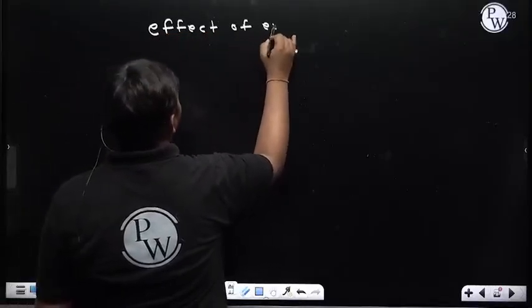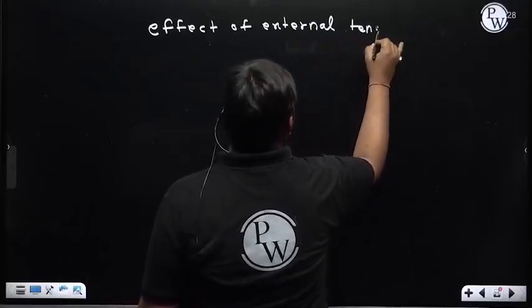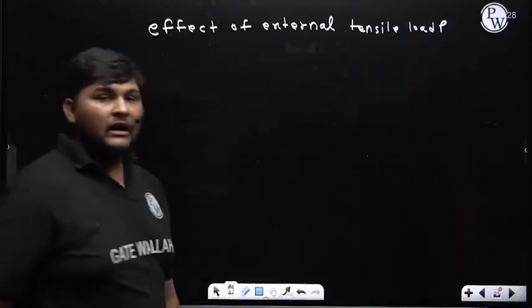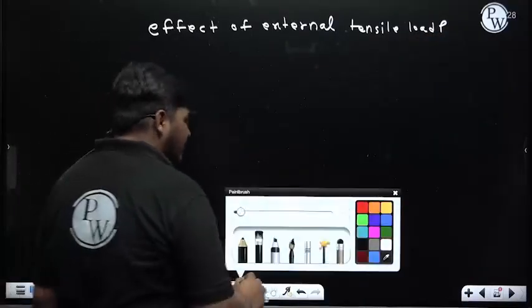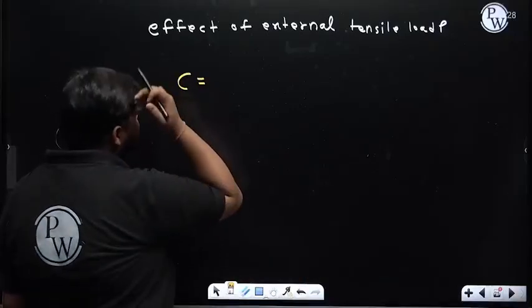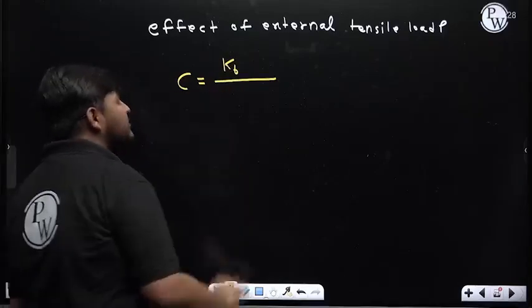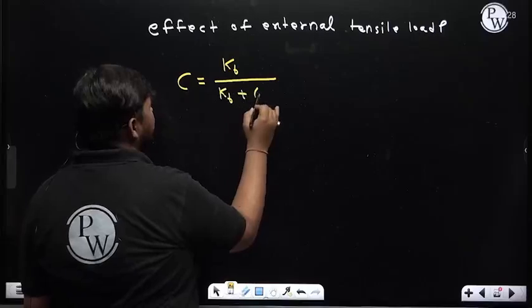Effect of external tensile load P. Now to find the effect of external tensile load P, first find a factor which is known as the stiffness correction factor. Now what is the stiffness correction factor? It is Kb, which is the stiffness of the bolt, upon the combined stiffness, Kb plus Kcm.